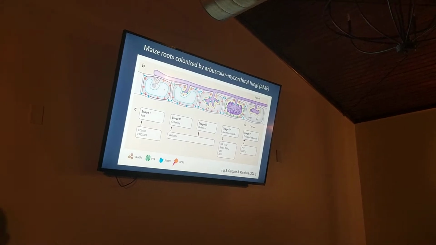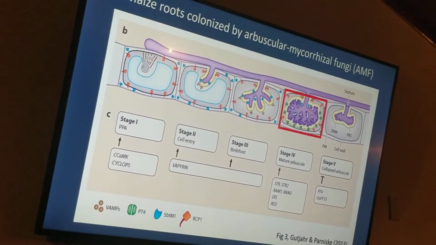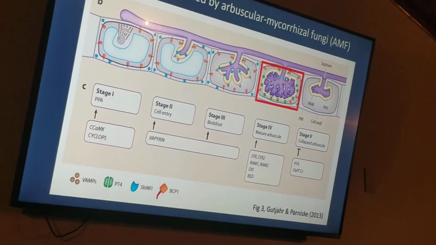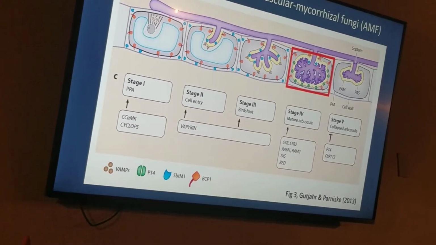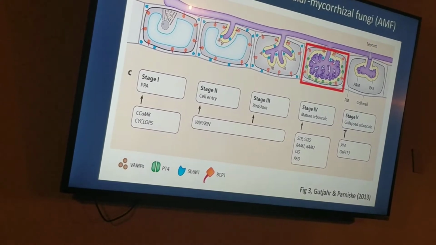Cycle of it. It starts small and gets very, very complicated. And this structure here is what we're interested in. That's where the exchange takes place. That's where the plant dumps off the phosphorus in the water and receives payment in form of sugar.